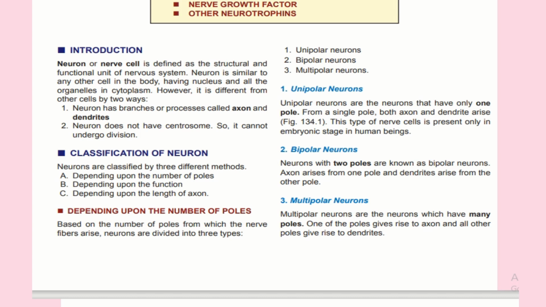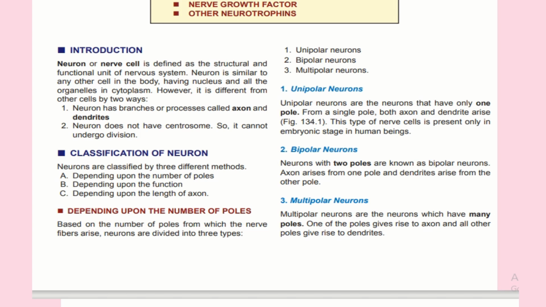Classification of neurons. Neurons can be classified by three different methods: depending on the number of poles, depending upon their function, and depending upon the length of their axon. Let's begin with depending upon the number of poles. Based on the number of poles from which the nerve fiber arises, neurons are divided into three types: unipolar neurons, bipolar neurons, and multipolar neurons.